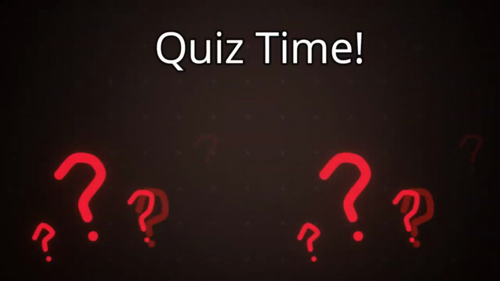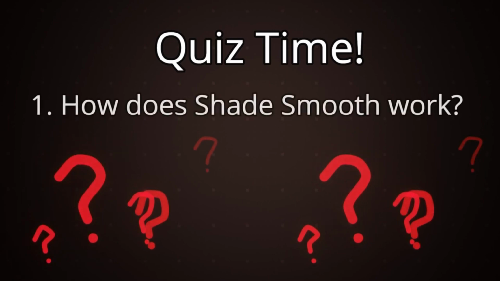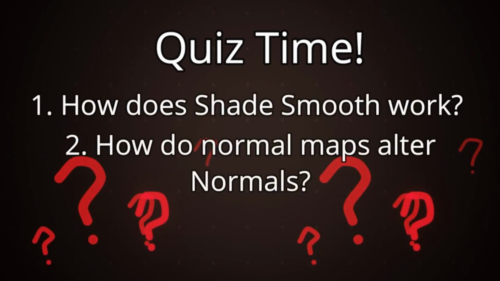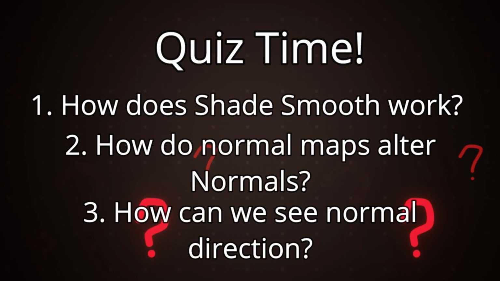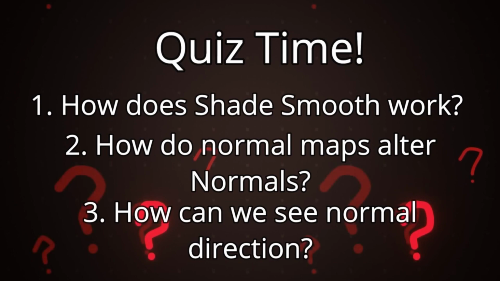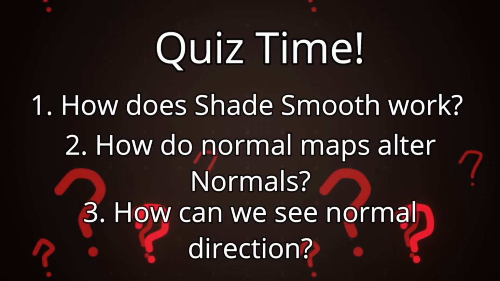Now we're going to have a quick quiz. Well done for completing the tutorial so far. Number 1, how does shade smooth work? Number 2, how do normal maps alter the normals of the mesh it's applied to? Number 3, how can we visually see if normals are facing the right way? I'll be answering the questions in 15 seconds from now.